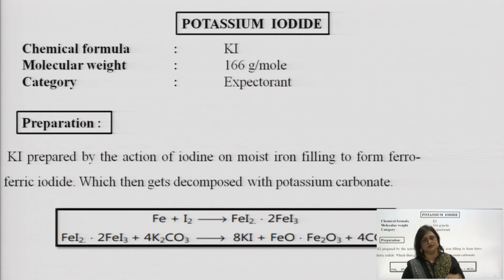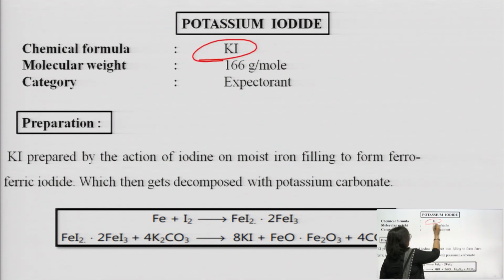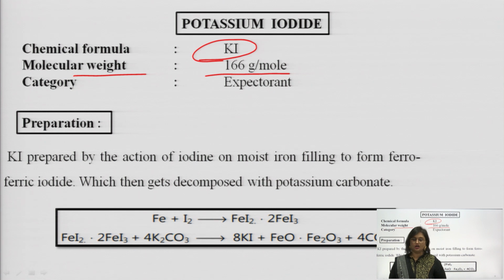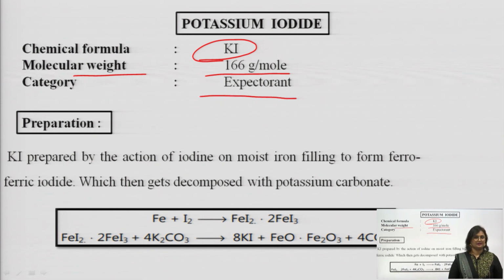Now, in today's class, we will be looking into one expectorant in detail, which is potassium iodide. What is the chemical formula of potassium iodide? It is written as KI. It has a molecular weight of 166 grams per mole. It belongs to the category of expectorants.